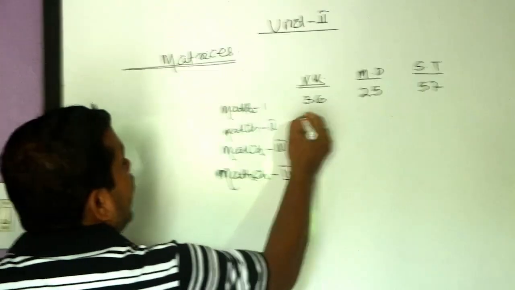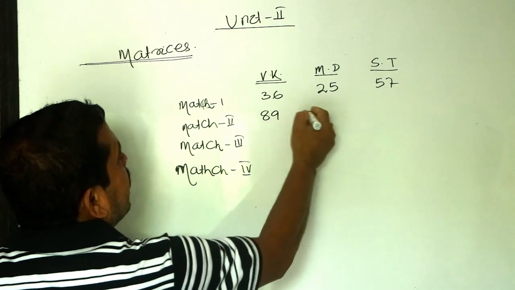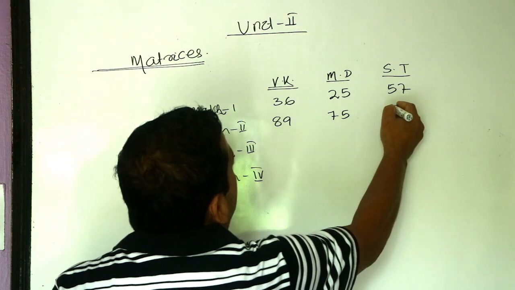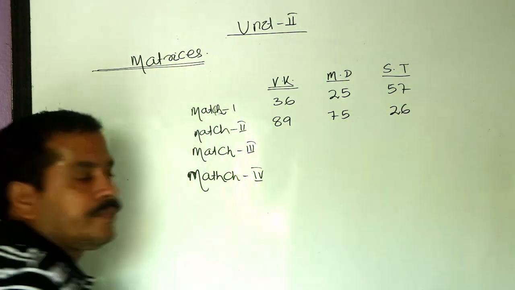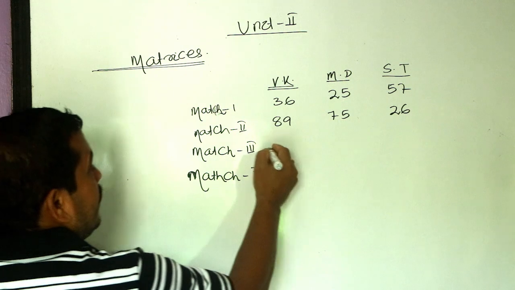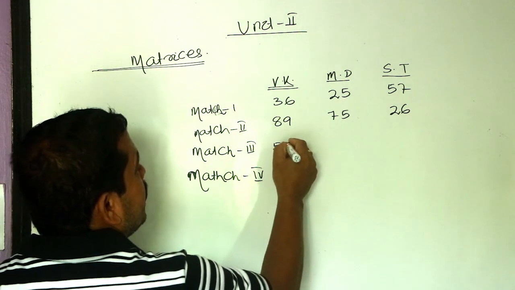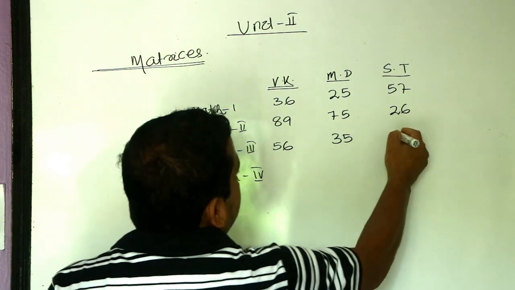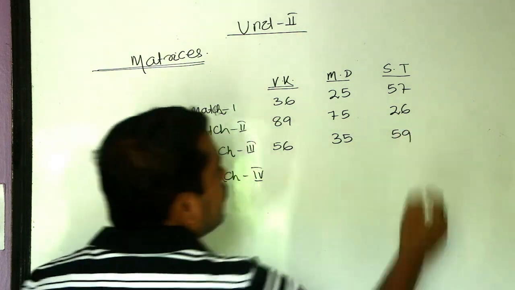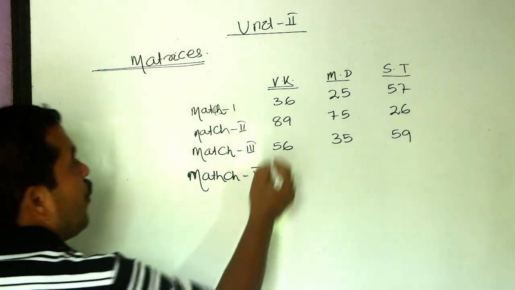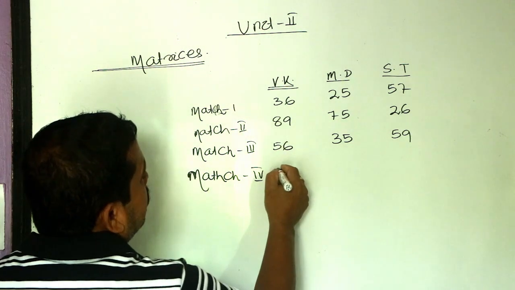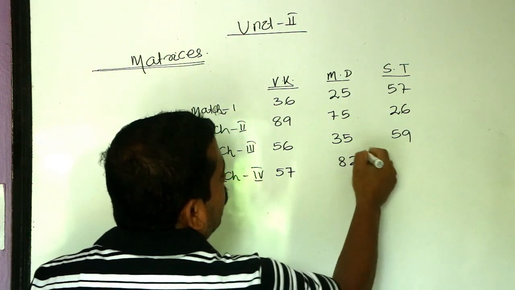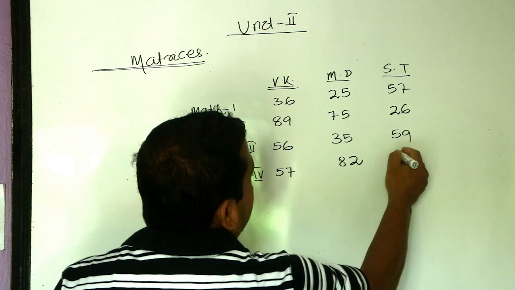Similarly in match 2 Virat Kohli scores 89, MS Dhoni 75, Sachin Tendulkar 26. In match 3 Virat Kohli scores 56, MS Dhoni 35, Sachin Tendulkar 59. In match 4 Virat Kohli scores 57, MS Dhoni 82 and Sachin Tendulkar 85.